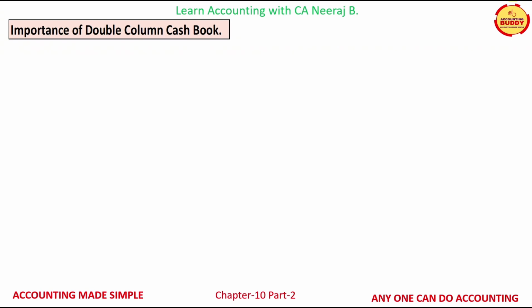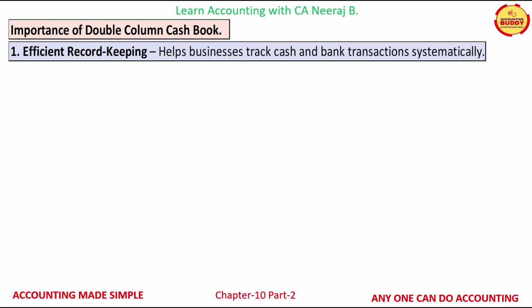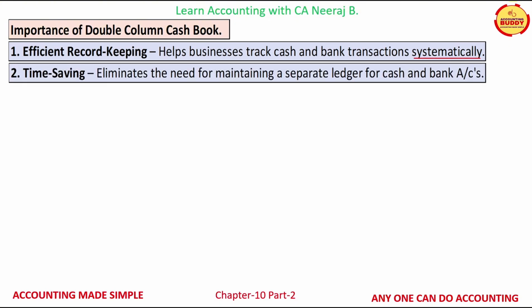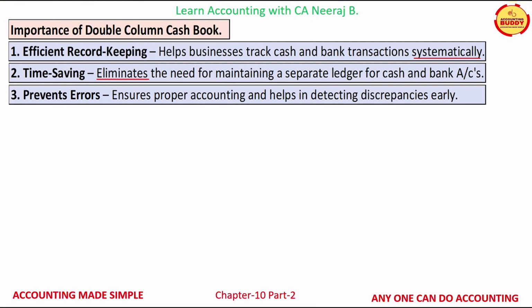Double column cash book ensures efficient record keeping. It helps business track cash and bank transactions systematically. It also saves time by eliminating the need for maintaining a separate ledger for cash and bank accounts. It also prevents errors. It ensures proper accounting and helps in detecting discrepancies early.